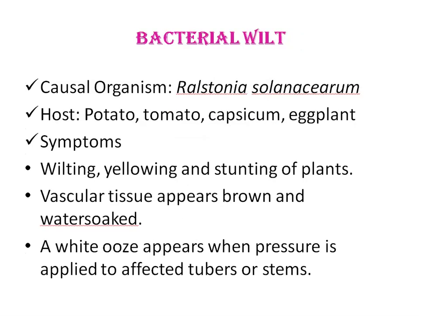Next disease is bacterial wilt. Causal organism of bacterial wilt is Ralstonia solanacearum, and hosts include potato, tomato, capsicum, eggplant. Symptoms are wilting, yellowing, and stunting of plants, but they may wilt rapidly and die without any spotting or yellowing. Vascular tissue appears brown and water soaked, or white ooze appears when pressure is applied on the affected tubers or stems.